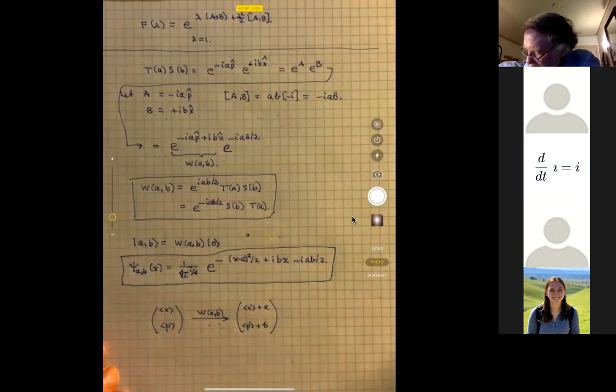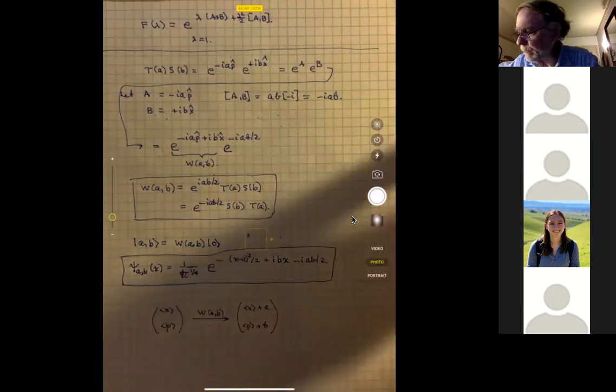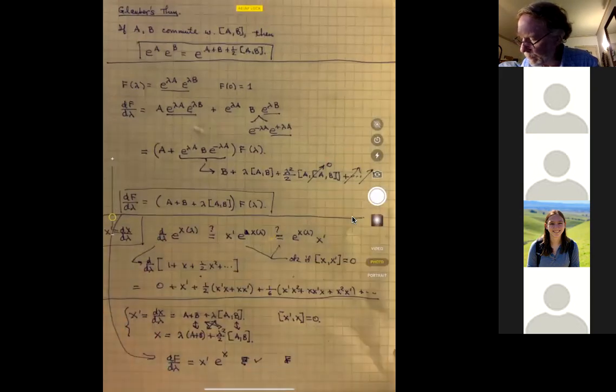All right. Oh, sorry. In proving Glauber's theorem, yes. So earlier we reached df d lambda equals some stuff times f of lambda, but then later on it seemed like we wrote dx d lambda equals just that stuff, not times x.